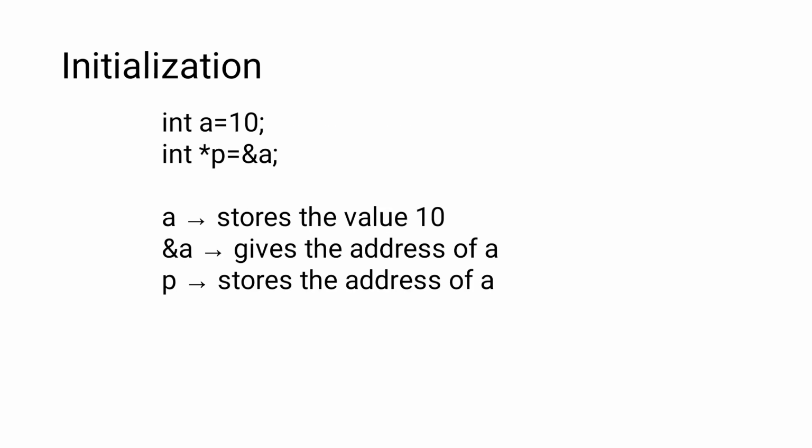So next, how to initialize a pointer. I am initializing an integer type pointer. So int a equal to 10, and I am creating a pointer variable p that is an integer type. So int space star p, in this I am going to store the address of the variable a. So star p equal to address of a. So here a stores the value 10, and address of a gives the address of a. And p is a pointer variable that is used to store the address of a. This is how to initialize a pointer.